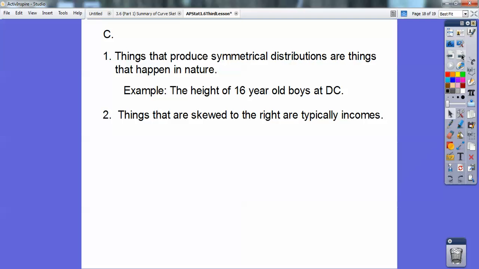Things that are skewed to the right are typically incomes, you guys. Say over here are my poor people, and over here are my really, really rich families. There are a lot more poor people and middle income people, and very few very, very rich people. So graphs that are skewed to the right are typically income graphs.